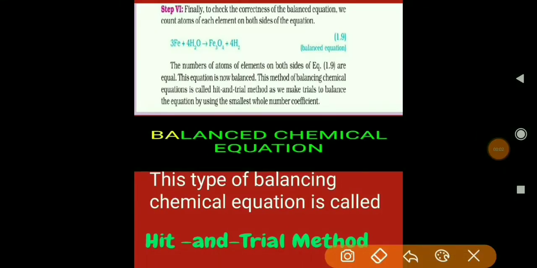Step 6. Finally, to check the correctness of the balanced equation, we count the atoms of each element on both sides of the equation. Equation 1.9 is said to be a balanced chemical equation because 3Fe plus 4H2O give rise to Fe3O4 plus 4 hydrogen atoms. It means the number of atoms of elements on both sides of equation 1.9 are equal. This equation is now balanced. This type of balancing chemical equation is called the hit and trial method.